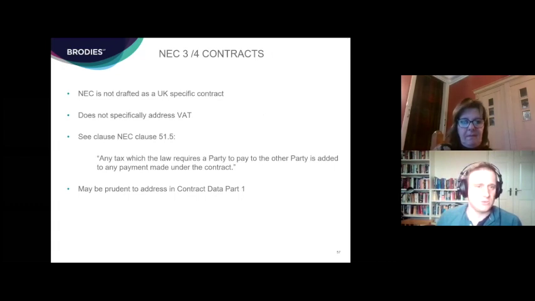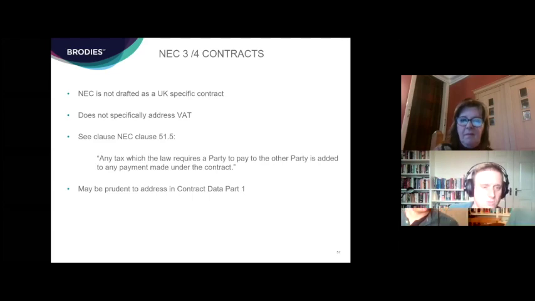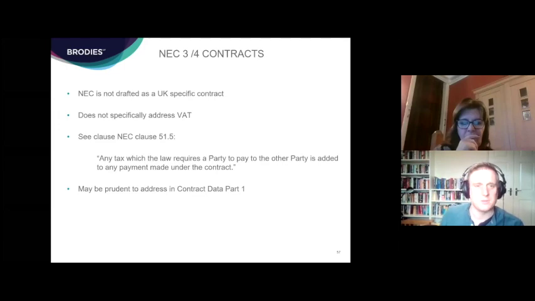Again, NEC 3.4 contracts are not UK specific. They don't specifically address VAT, but clause 51.5 says if tax is to be paid by one party to another, that is to be added to a payment under the contract. And we'd recommend you might make in contract data part 1 a small amendment to account for the specifics of the reverse charge and whether or not it's expected to apply.